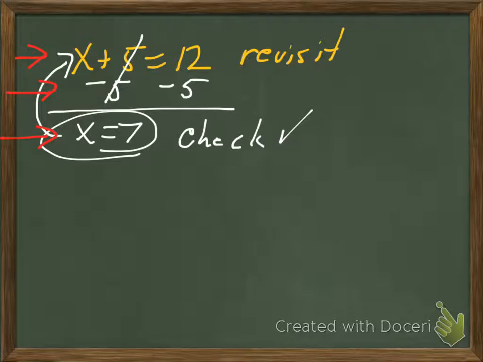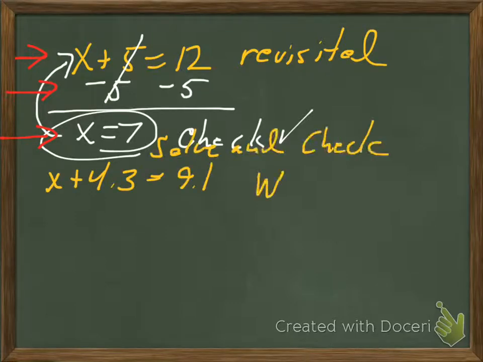So let's go ahead and take a look at a couple example problems. Solve and check. The first one is going to be x plus 4.3 equals 9.1, and the second one? w plus 1.18 equals 11.6. There's a decimal there, and there's a decimal there, so make sure you got those decimal points in.